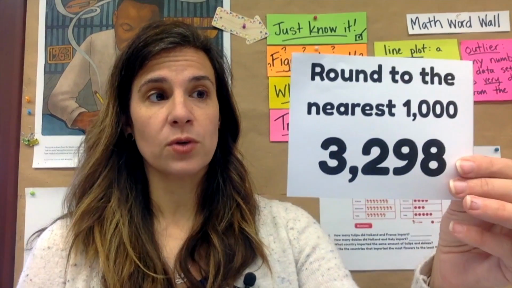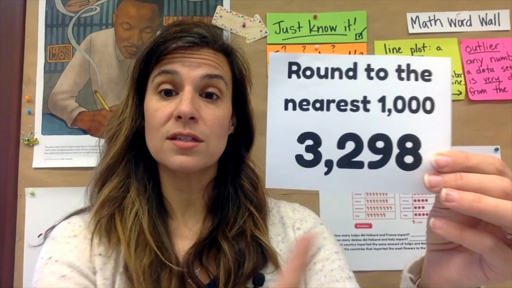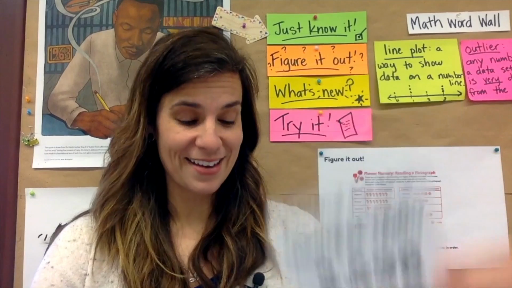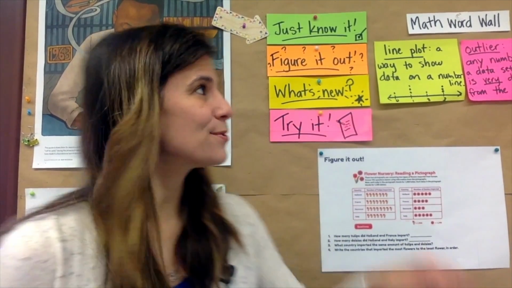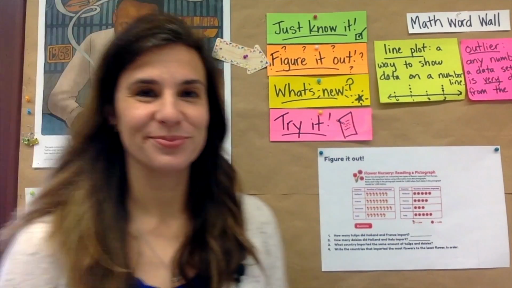Okay, so we got this one, round to the nearest 1,000, that's between 3,000 and 4,000. So is this number closer to 3,000 or closer to 4,000? You got it, 3,000. That was the last one. Okay, let's move on to figure it out.